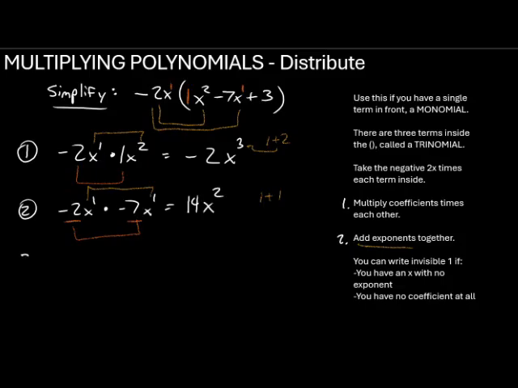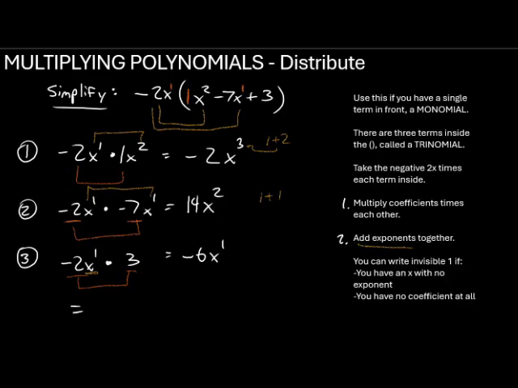For our third number, we'll take our negative 2x to the first times 3 that has no x. We multiply the coefficients once again. We'll take negative 2 times 3, and that will give us negative 6. And now our x to the first has nothing else that you can multiply it by, so we'll leave that as x to the first.